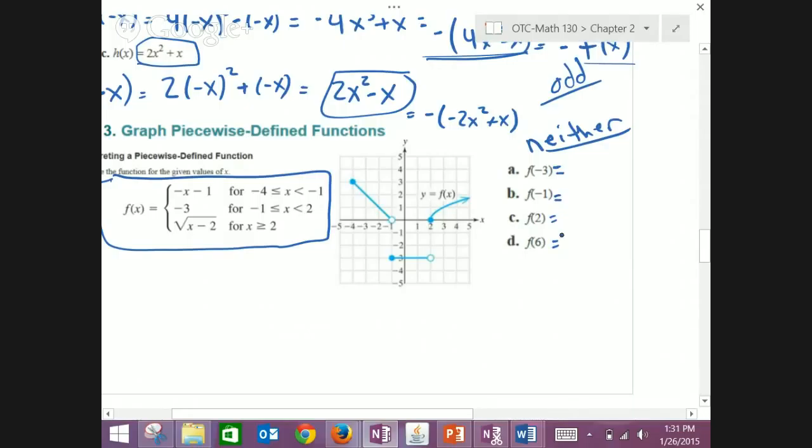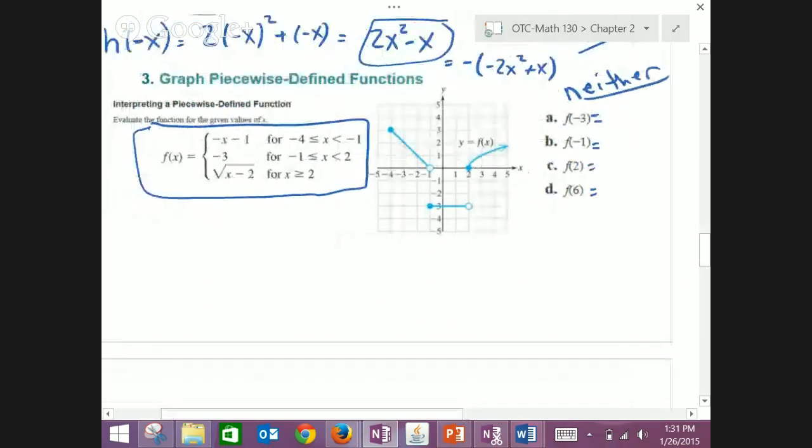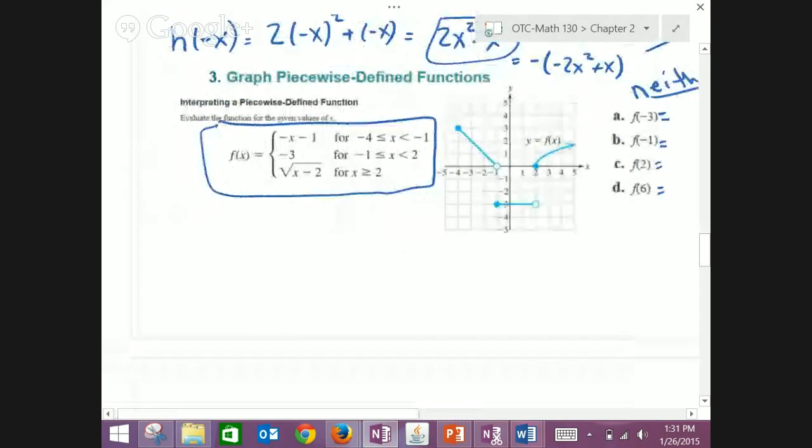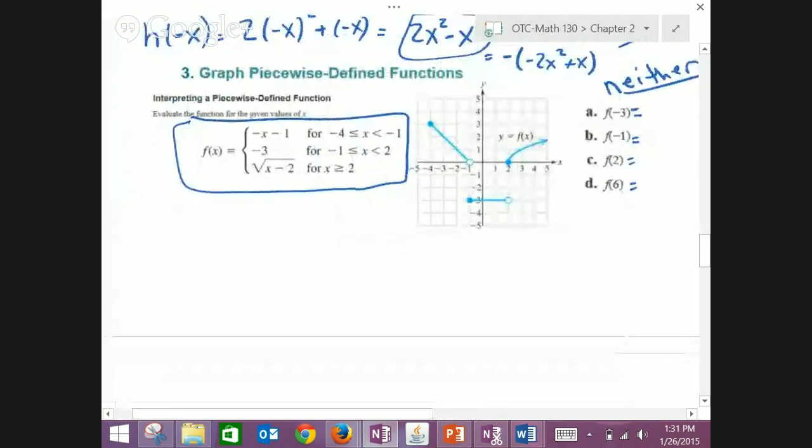I think the graph is very handy here. If I plug in minus 3, I can see that I'm outputting 2, right? f at minus 3 is 2. But you should be able to do it algebraically.